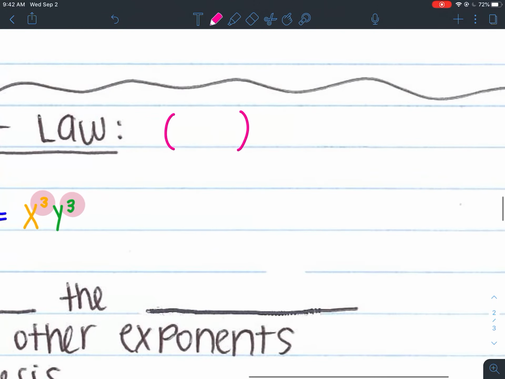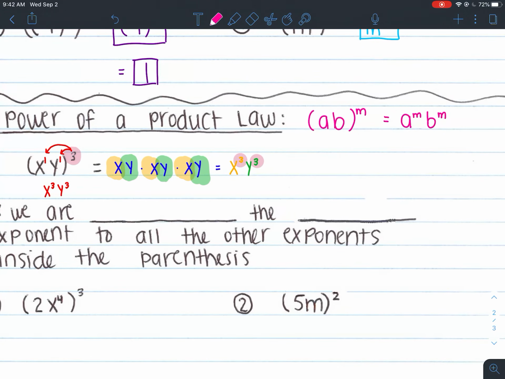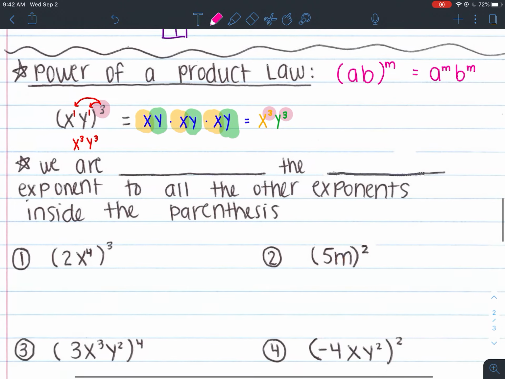Okay, so this says I have (ab) to the m power. How do I get rid of those parentheses? Well, I would distribute that m exponent to all of the bases inside the parentheses. So I have a to the m and then b to the m. So it's basically what we just had with the x and y, but just in formula form. If I have parentheses with 2 variables inside, I can distribute that exponent in.